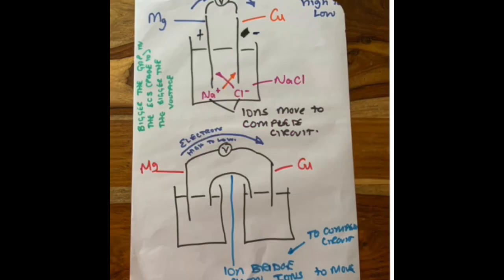The diagrams here show what will happen when we make up simple cells. Electrons will flow through the wire from the higher reactivity material, magnesium, to the lower. The bigger the difference between the two metals, the bigger the electricity generated, and it's ions that flow through the liquid rather than electrons. So electrons through wires, ions through liquid.